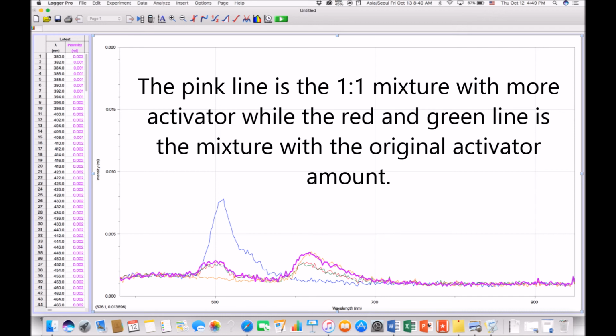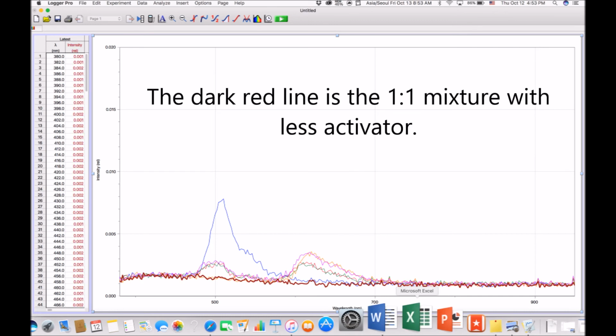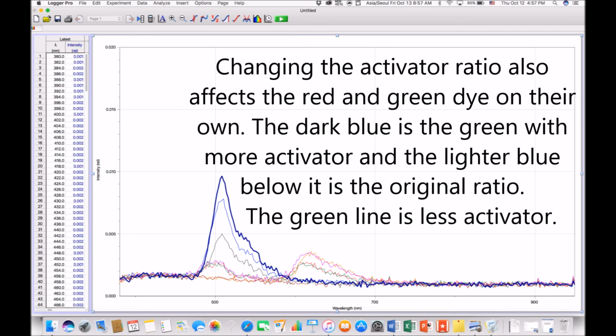Our results from changing the ratio of activator to dye show that the amount of energy input still has an effect on the overall emission. When given less activator, the dyes displayed lower intensity and vice versa. Our results disproved our hypothesis and show that the emission intensity is dependent on both energy input and the molecular composition of the emitting substance.